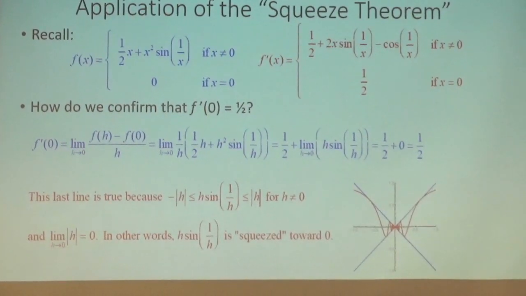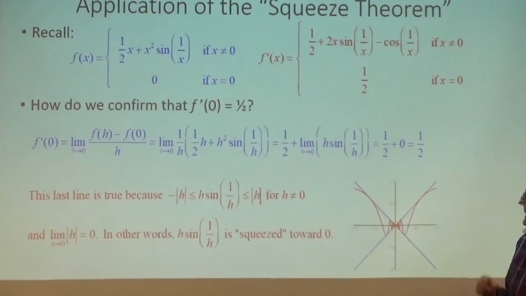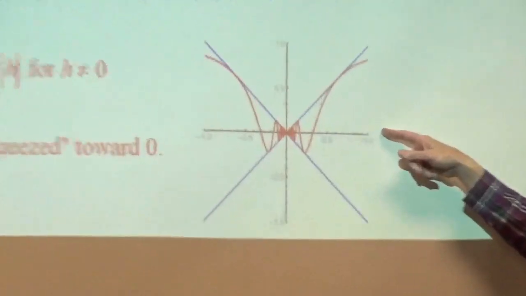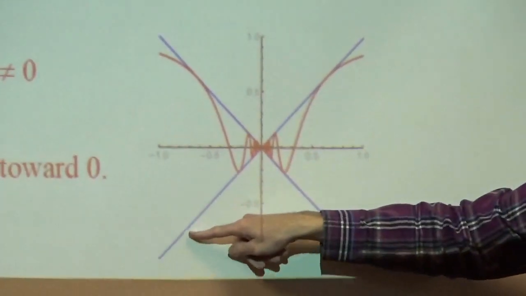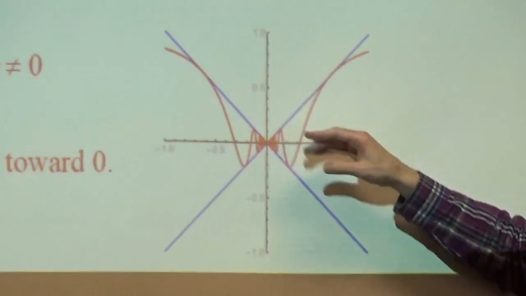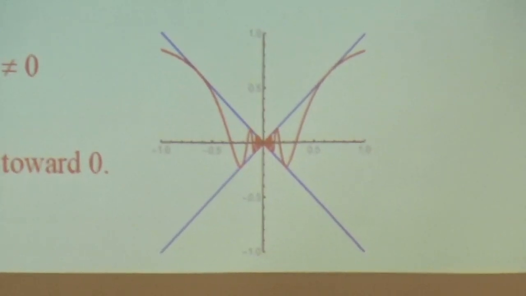Here's a picture showing you how. So the red graph is h sine of 1 over h. Think of the horizontal axis here as being an h-axis. And this V shape like that, that's the absolute value of h. This V shape like this is the negative of the absolute value of h. The red graph has to get squeezed between those two graphs, because sine is always between -1 and 1. That's the reason.